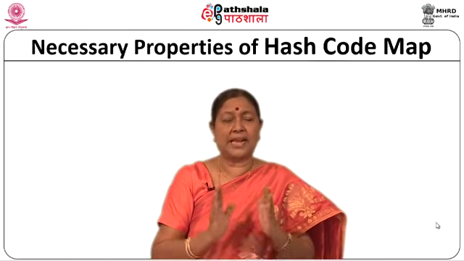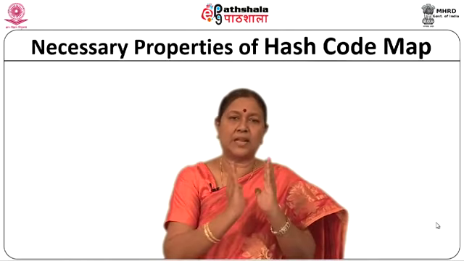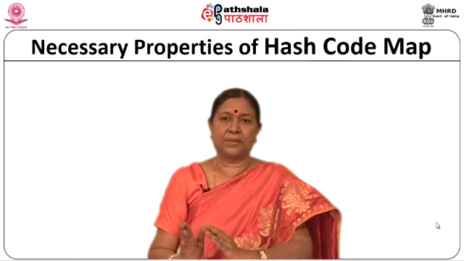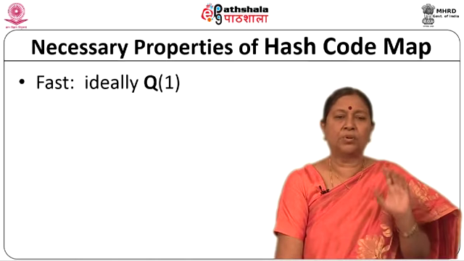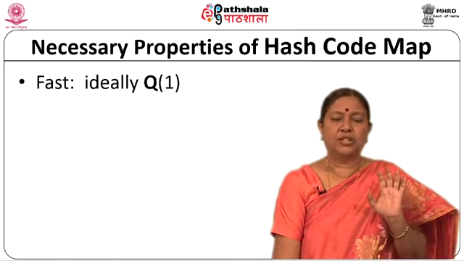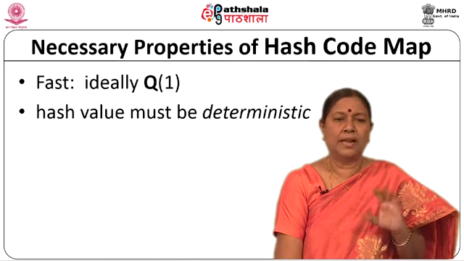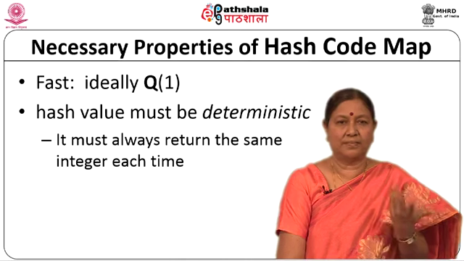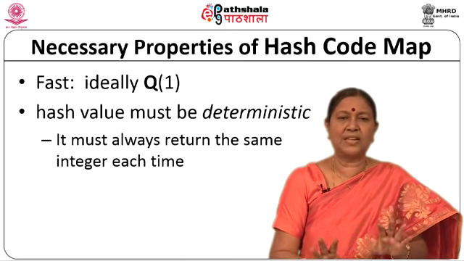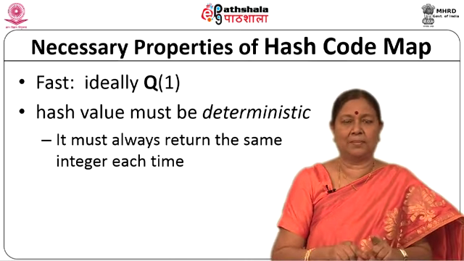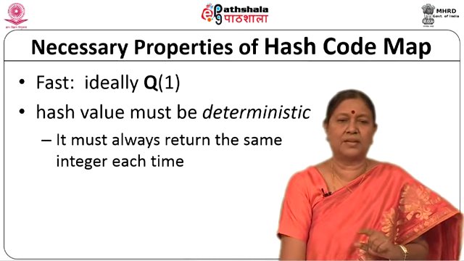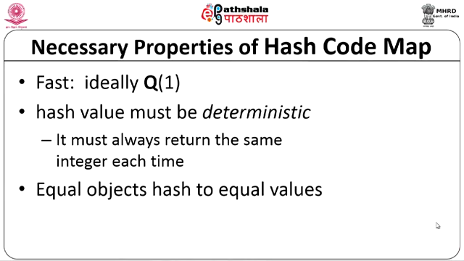Now, remember the hash function consists of two parts, one is hash code map and the other is compression code map. So, you have the hash code map, it should be fast, ideally of the order of 1 for each query. The hash value must be deterministic, that is very important. It must always return the same integer each time, it should not give different values. So, it must be deterministic, and if you have equal objects, they should hash to equal values, otherwise the whole setup will not be proper.